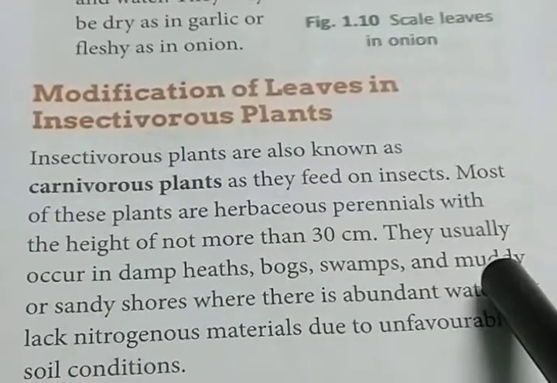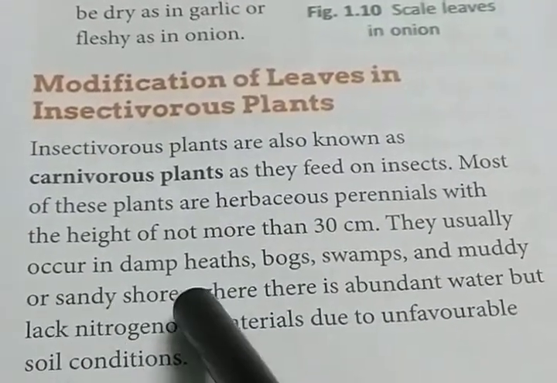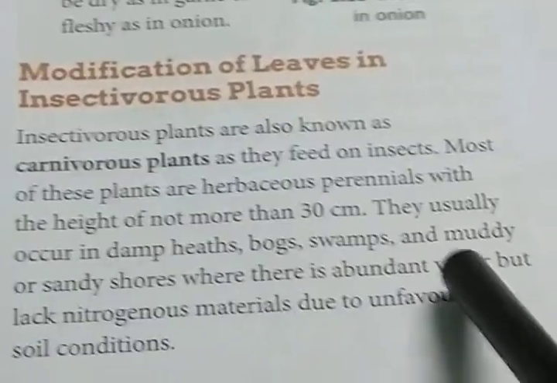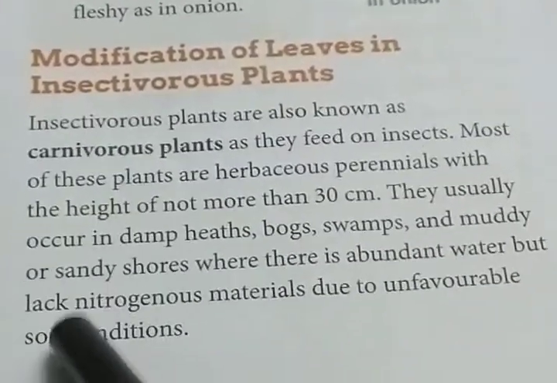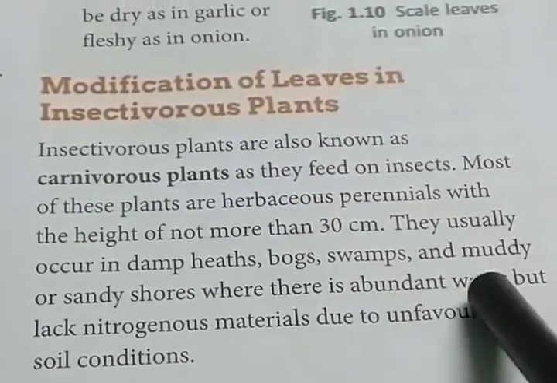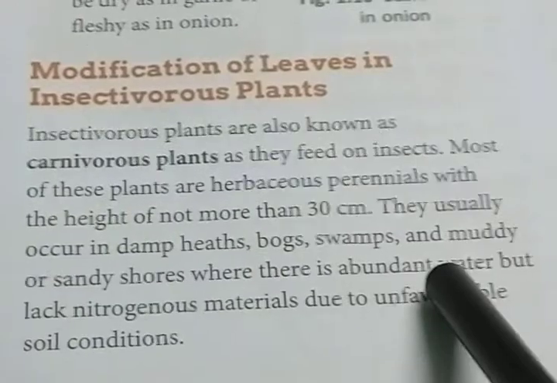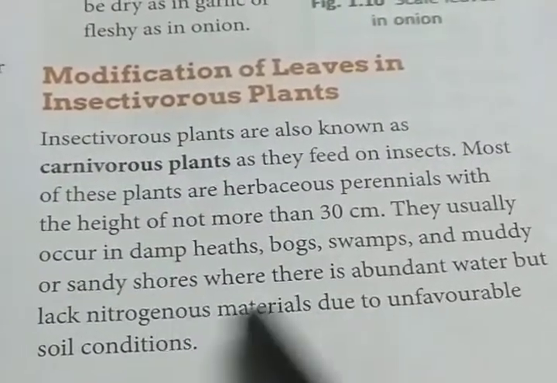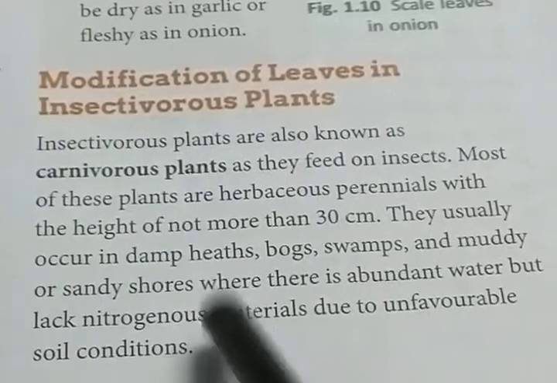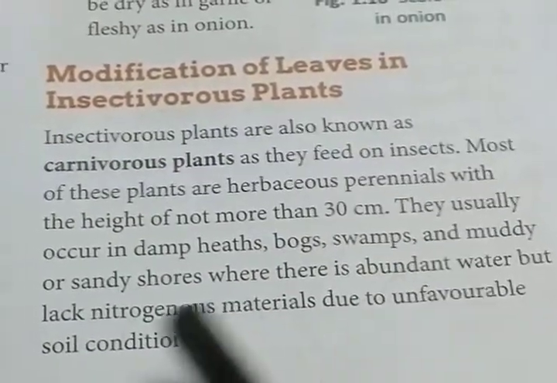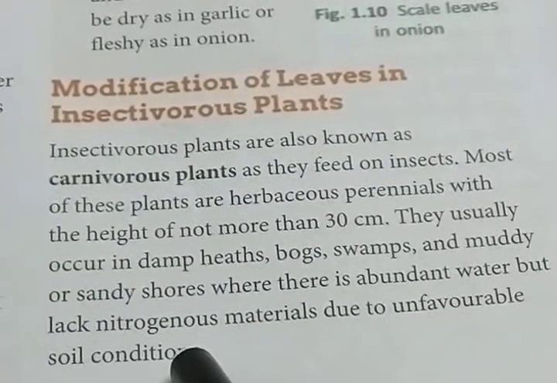The marginal part of river or sea or ocean where there is abundant water but lack nitrogenous material. Where the water is abundant, I mean sufficient, there are lots of water but the lack of nitrogenous material, those are essential for the plant growth, due to unfavorable soil condition.